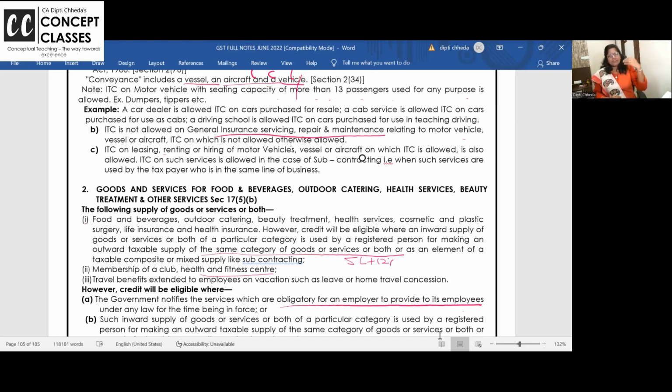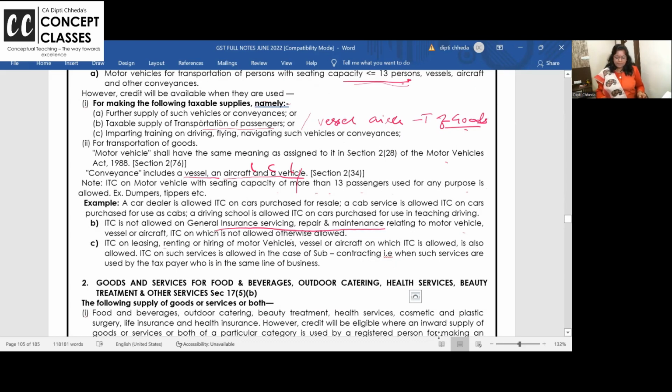And if you're doing any purchases from your sister concerns, in the case of banks, with the same PAN, other branches, yes, 100% ITC allowed.